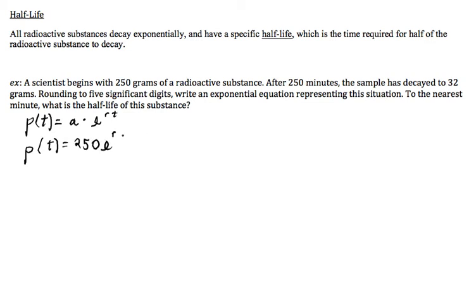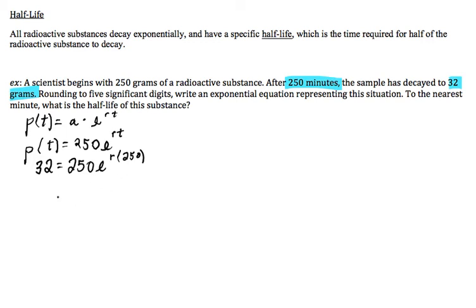Now we don't know the rate at which it's decaying, but we do know that after 250 minutes it's decayed to 32 grams. So what we can do is plug in that point to solve for the rate of decay. So we have 32 is equal to 250 times e to the r, and t is 250. And you do want to do a quick double check at this point to make sure all of our units are correct. It looks like in all of the numbers given in this problem, everything is in grams and minutes, so we don't have to convert to hours or anything like that.